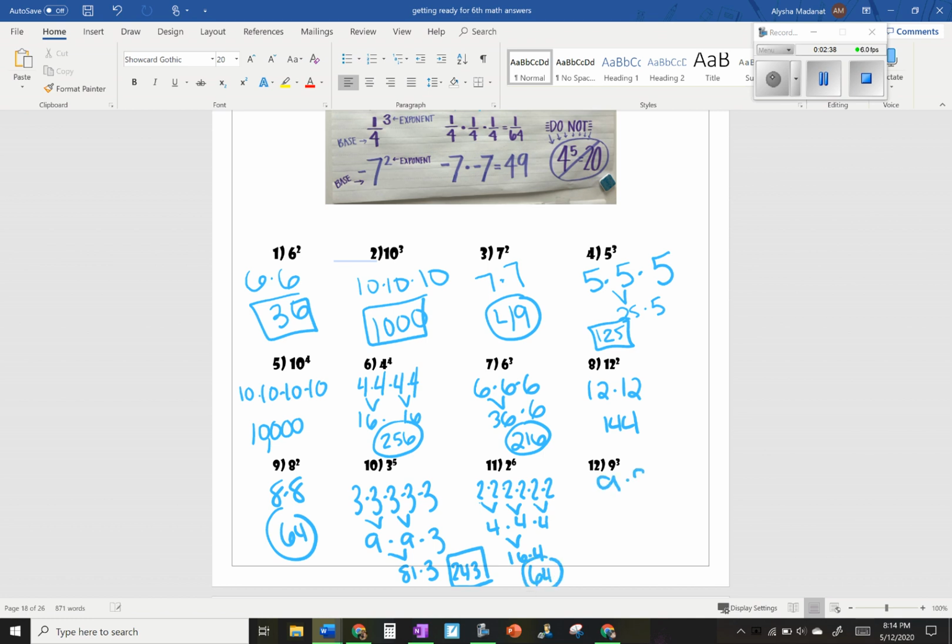9 to the 3rd power is 9 times 9 times 9, or 9 cubed. So 9 times 9 is going to be 81. Then you're going to take that 81 and times that by 9 to give you 729.